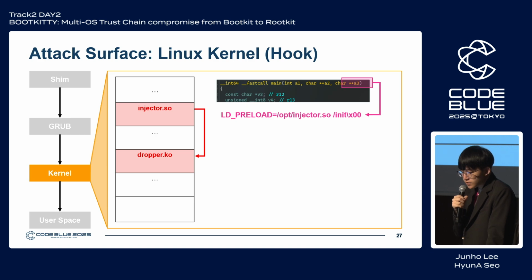If this shared object is configured to call a function that loads the kernel module, the rootkit module will be automatically loaded into the kernel. And the original init process will then run normally, allowing the system to boot.